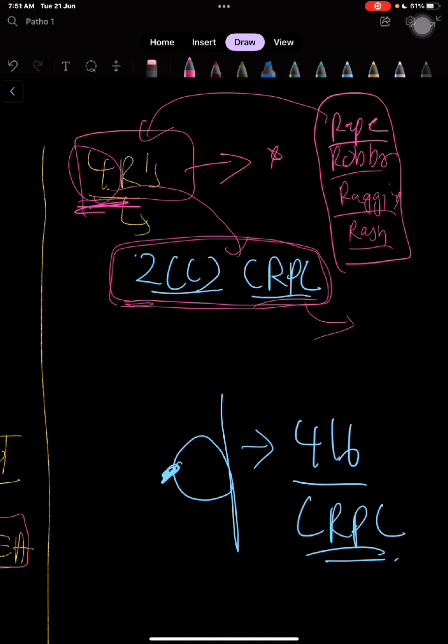Why is it a CRPC? It's a procedure. What is the procedure? It is arrest without a warrant. That is going to be our 4 Rs, which comes under the code of 2C CRPC.